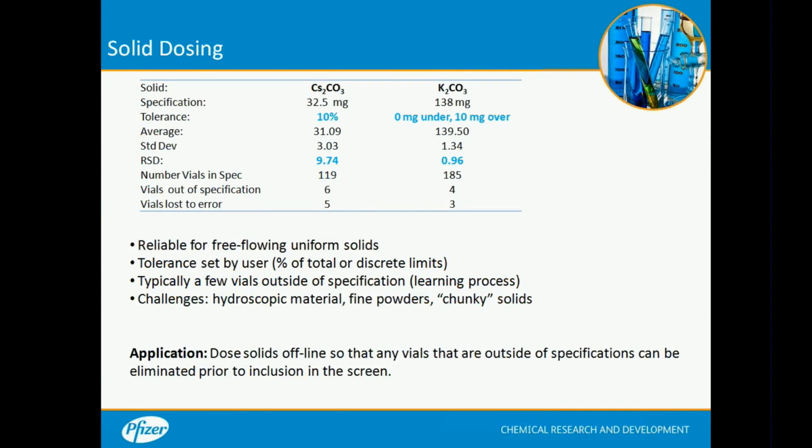So when we're doing this solid dosing, typically we'll do them offline. So we use the automated system to weigh out the solids for potentially hundreds of vials at a time. And then we store those in desiccators for use in screens. So we're not trying to dose liquid reagents right over these, and we're not losing vials that are outside of specification.